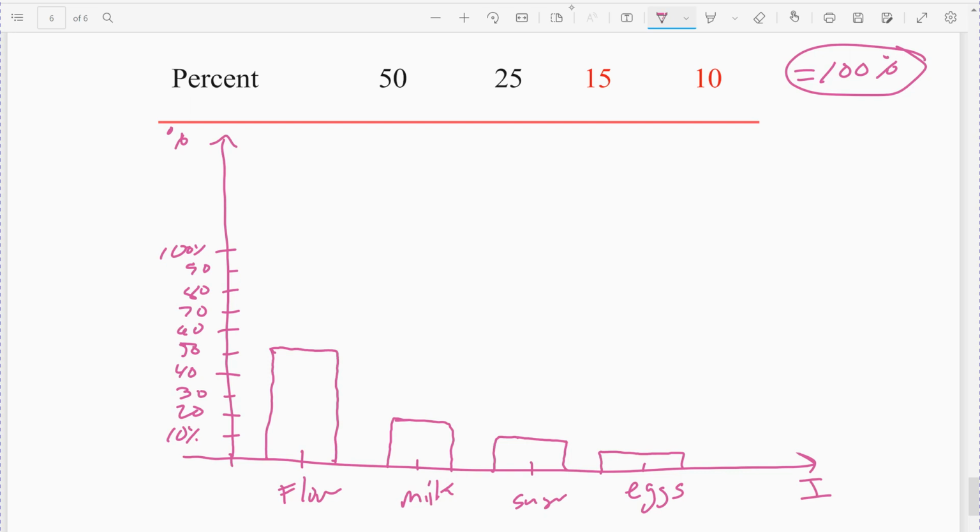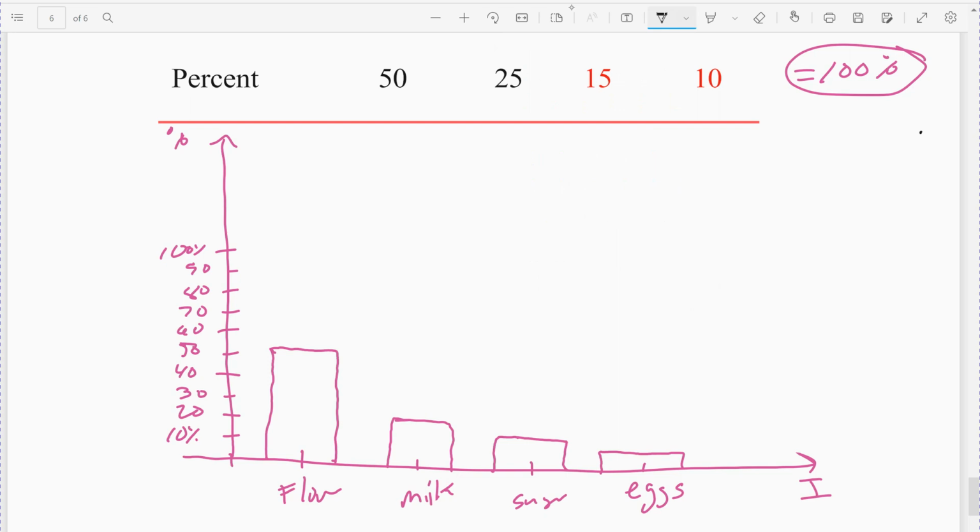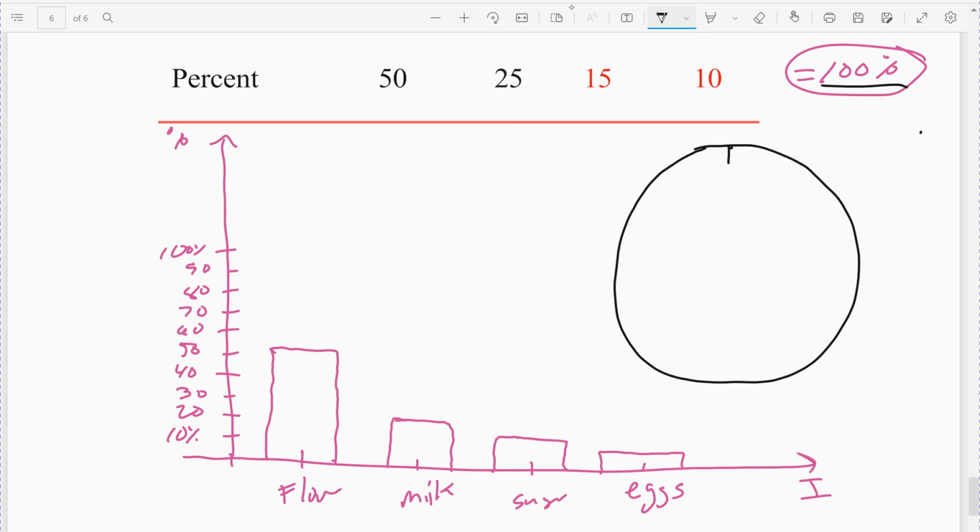Now my pie chart. I'm just going to draw it here because I think it's just easier to do that. I am going to use different colors. So I'm going to start off with drawing the circle the best I can, which represents 100% of the weight. Then I'm going to split it into 50%. 50% represents the flour. 25%, so that should be a single wedge, 25% makes up the milk, so flour and milk.